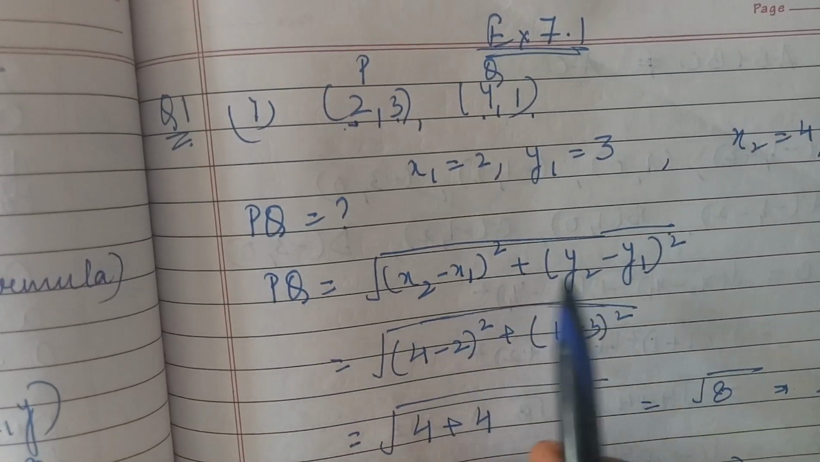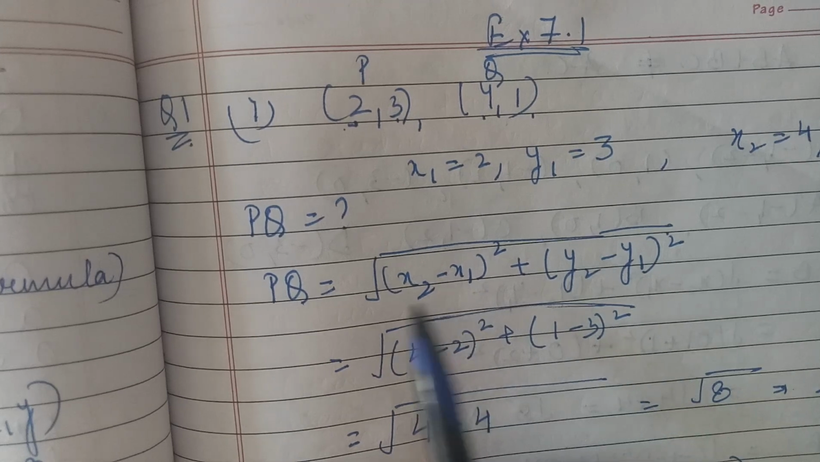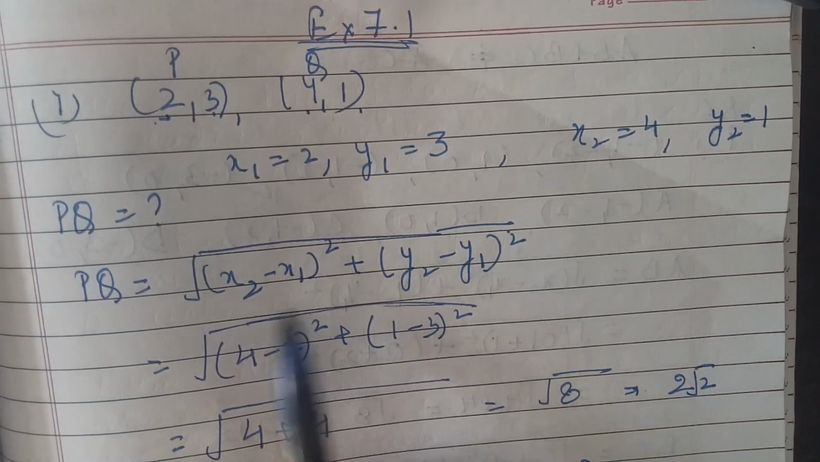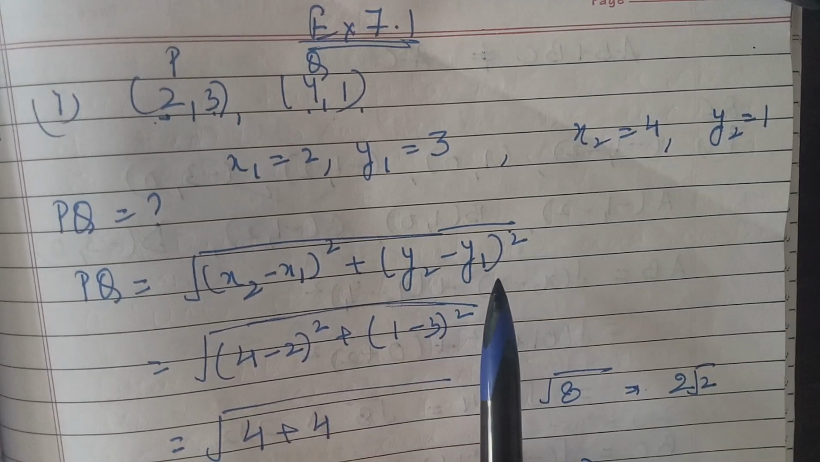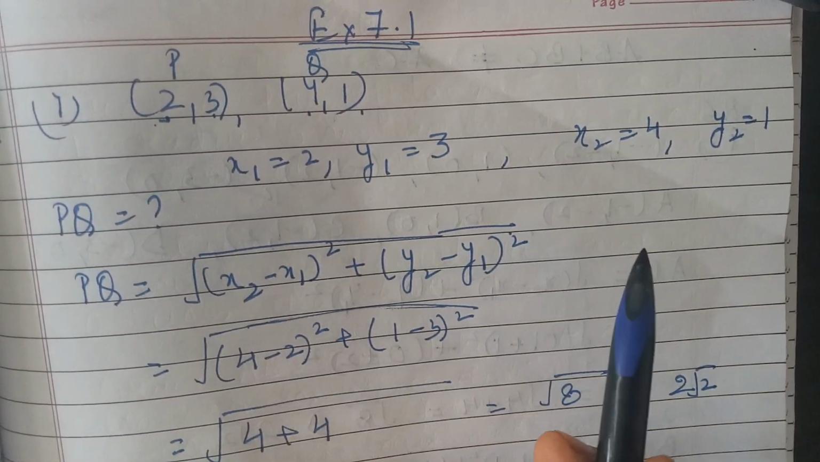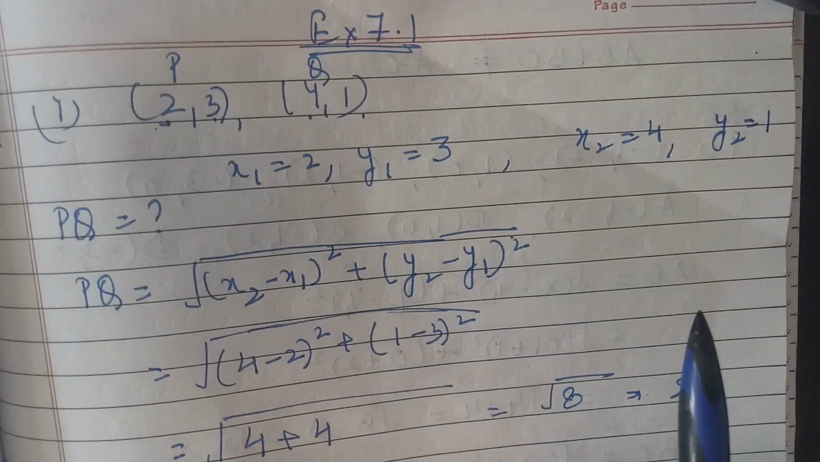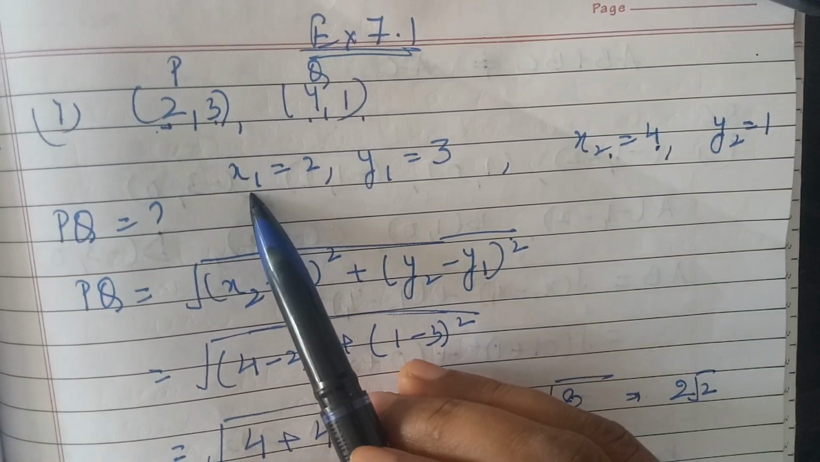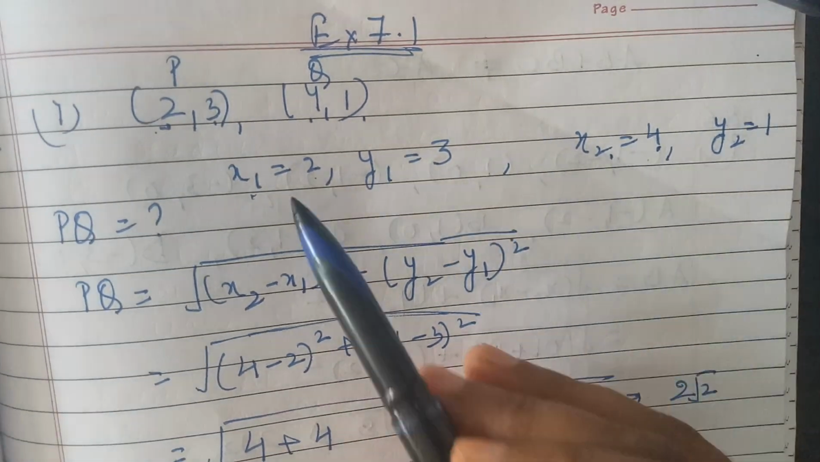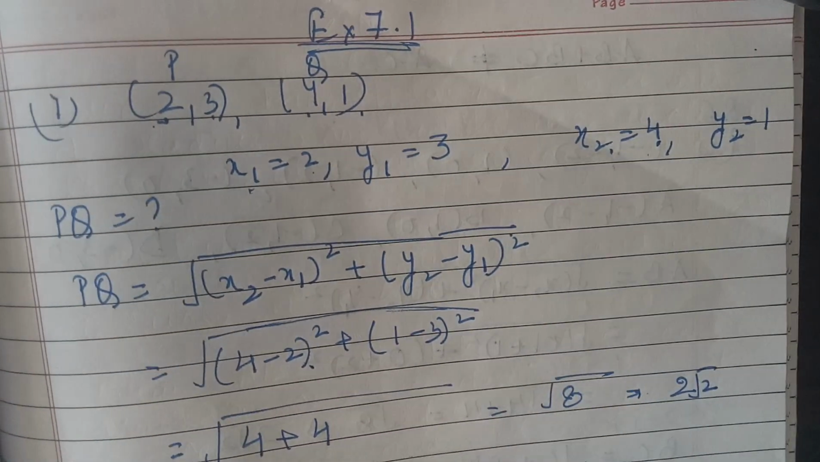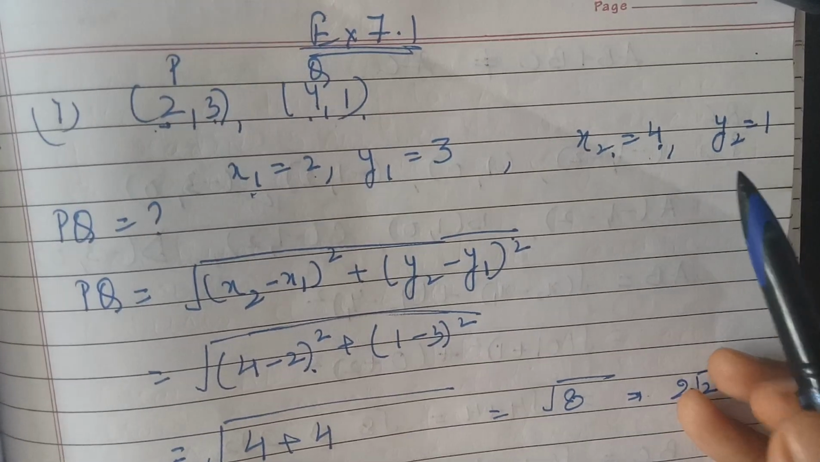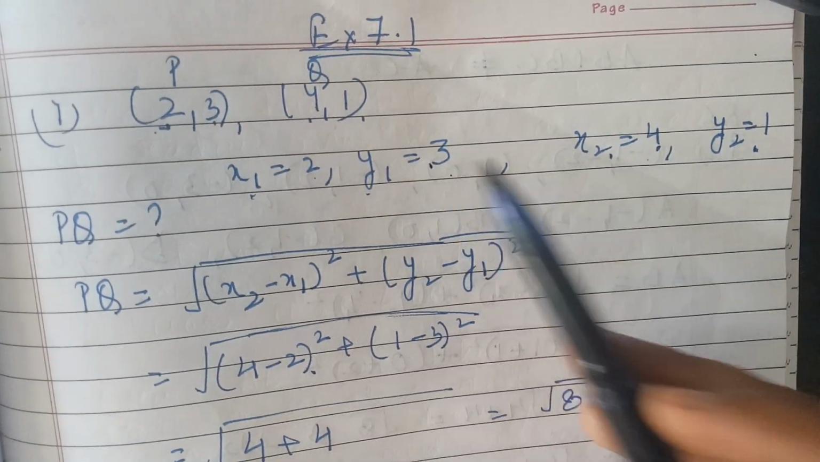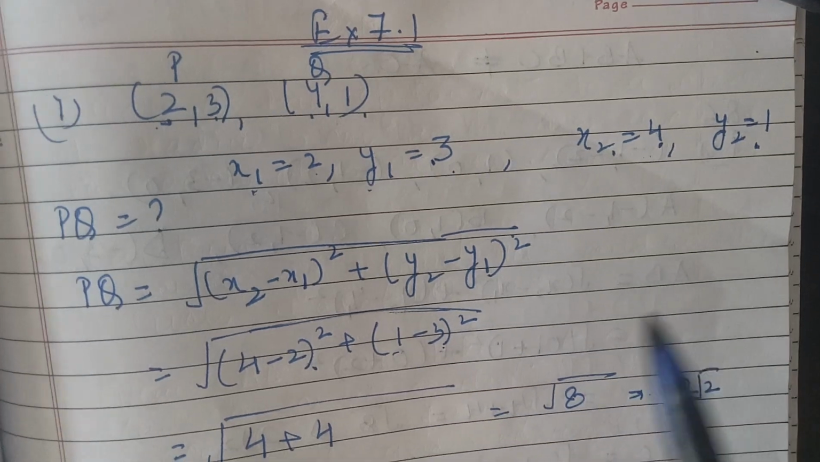Let me start with the formula. First of all, here I am writing down the distance formula. You can see that it is the square root of (x2 minus x1) whole square plus (y2 minus y1) whole square. So let me apply the formula. The value of x2 is 4, the value of x1 is 2, so 4 minus 2, plus, what is the value of y2? That is 1, superb, and the value of y1 is 3, so (1 minus 3) whole square.